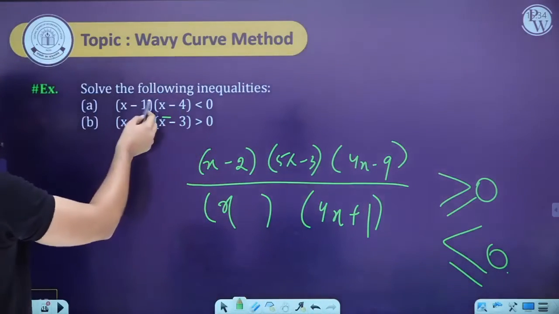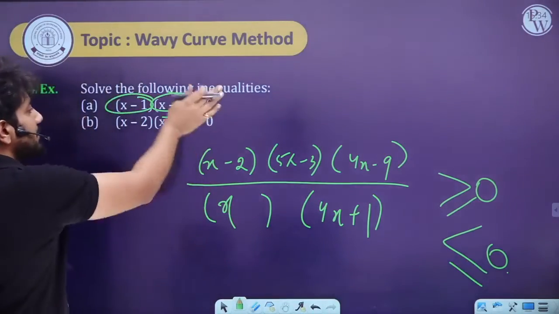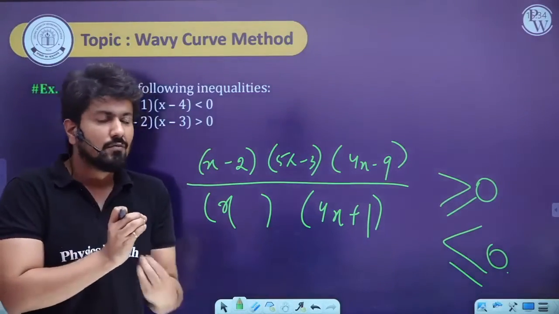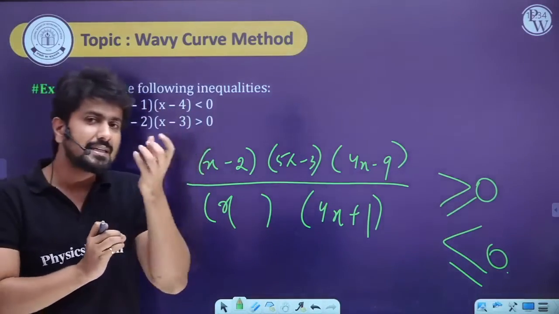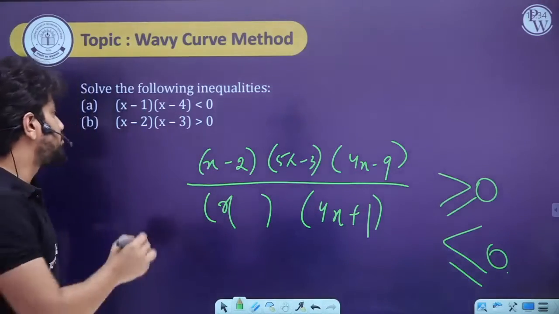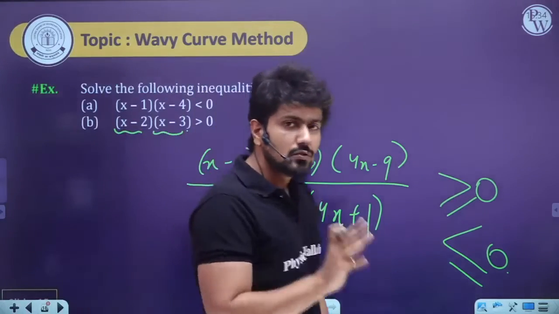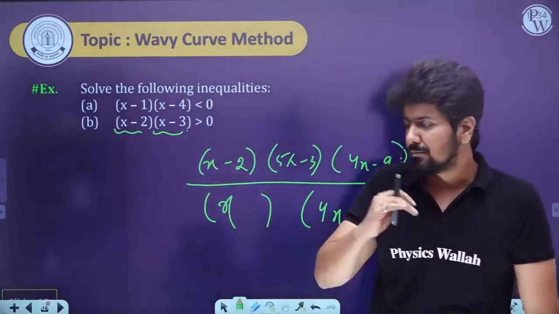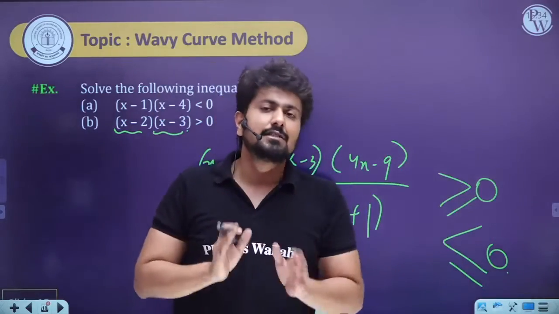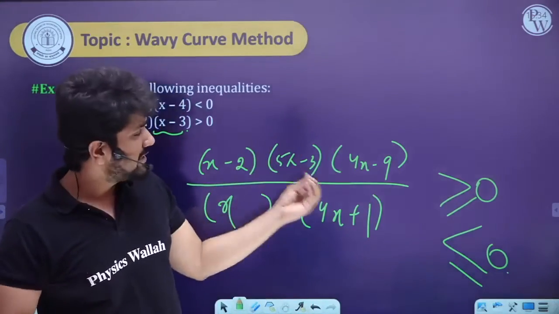Here see, we have two factors and their product less than 0. Basically we are commenting about whether the product of these two factors is going to be negative or what. For what values of x will the product of these two things be negative? The second question is asking for what value of x the product of these two factors will be positive. So the Wavy curve method is used to comment where the product will be positive and where the product will be negative. That's what the Wavy curve method tells us. Okay, we will get to these types of complicated questions, but these are also very easy.